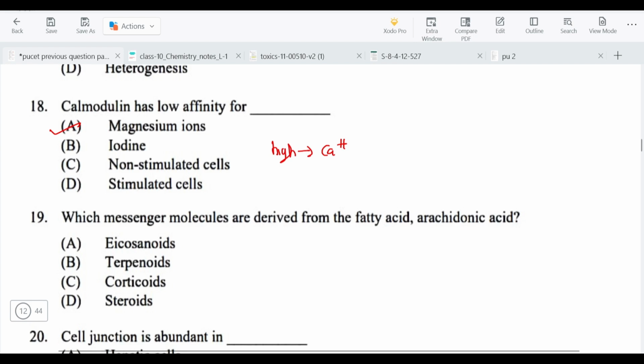Next, which messenger molecules are derived from the fatty acid arachidonic acid? The answer is eicosanoids, which include prostaglandins and leukotrienes. These are derived from the fatty acid arachidonic acid.